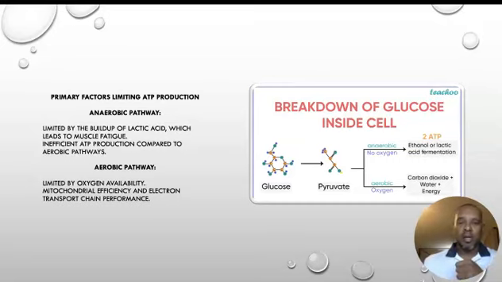For the aerobic pathway, which does use oxygen, the main limitation is the availability of oxygen itself. If your body can't get enough oxygen, it can't keep producing energy efficiently. Additionally, the performance of your mitochondria, where the aerobic energy is made, and how well the electron transport chain works, also play a big role in how much ATP can be produced.